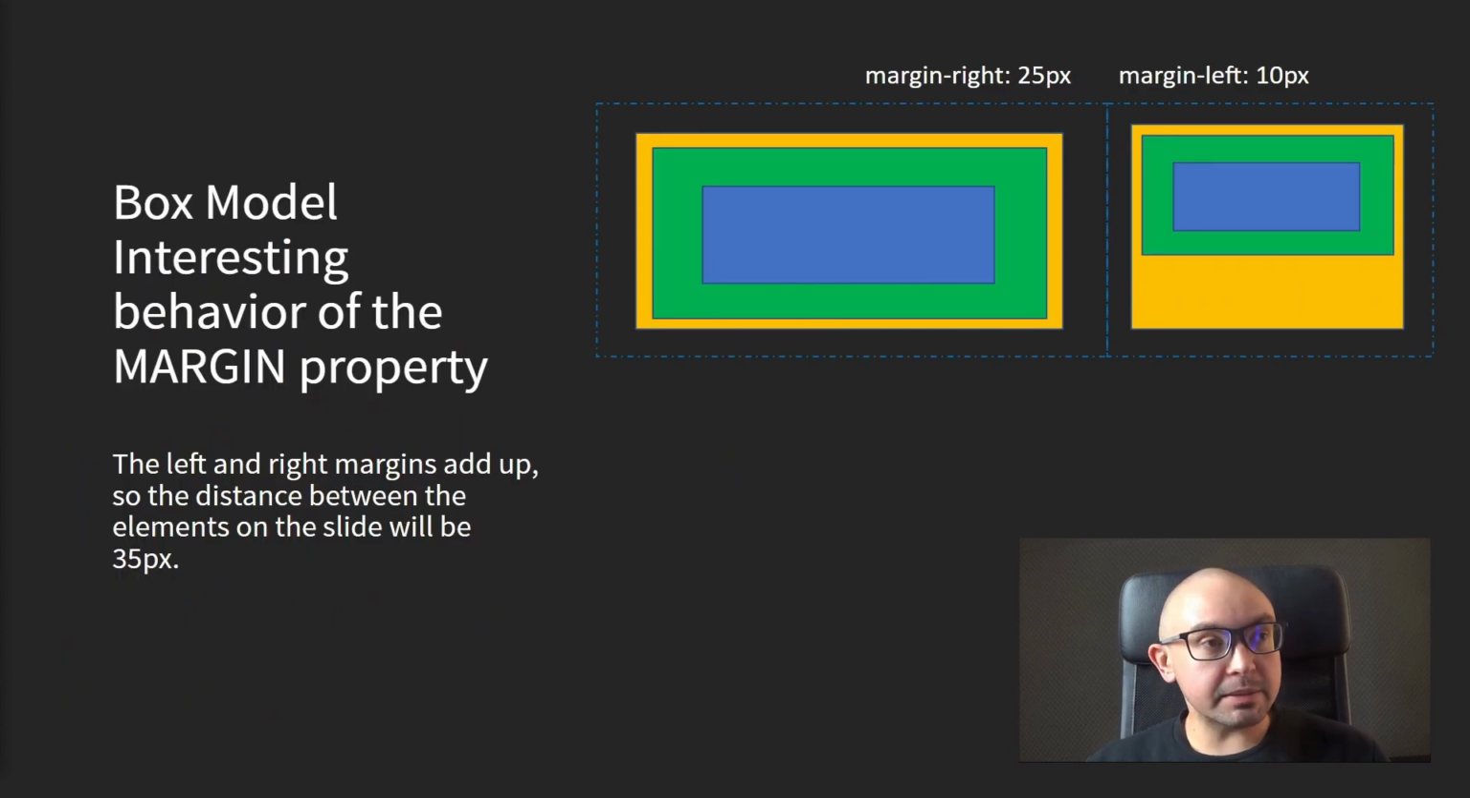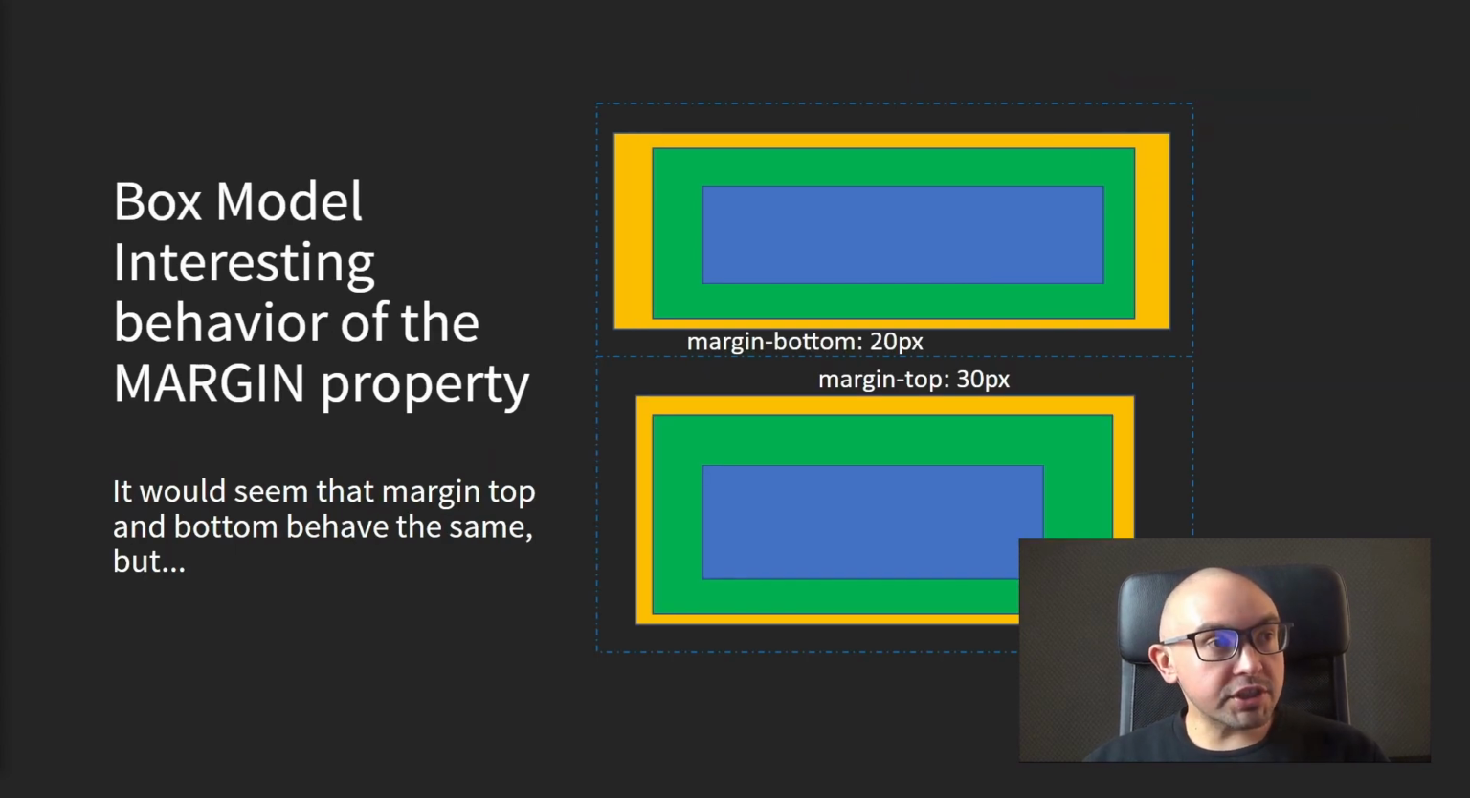Now I want to mention some interesting behavior of the margin property. We have two elements next to each other, both with some margins. The left and the right margins add up, so the distance between the elements on this slide will be 35 pixels. Sounds logical. It would seem that the margin top and bottom behave the same. That 20 pixels of margin bottom of the first element would be added to the 30 pixels of the margin top of the second element, and the space between these elements would be 50 pixels.